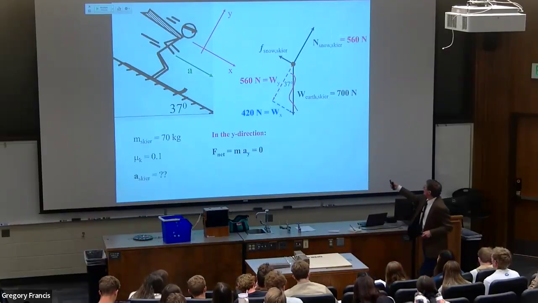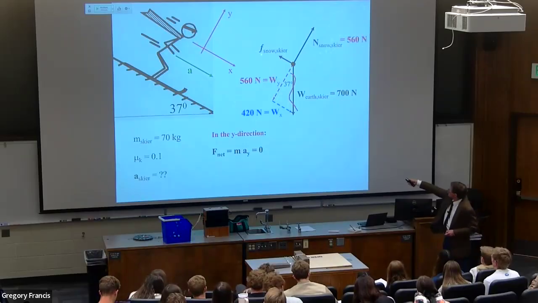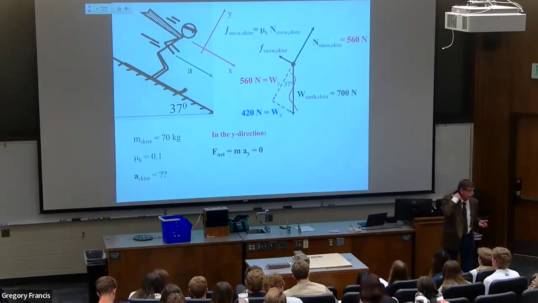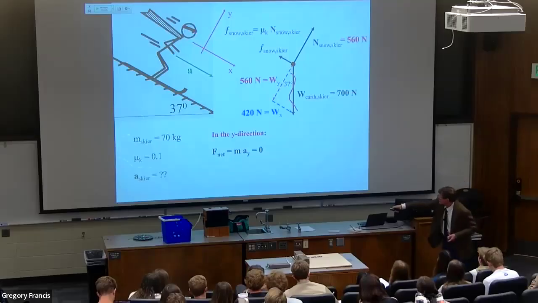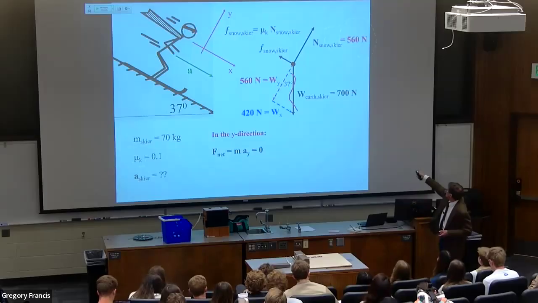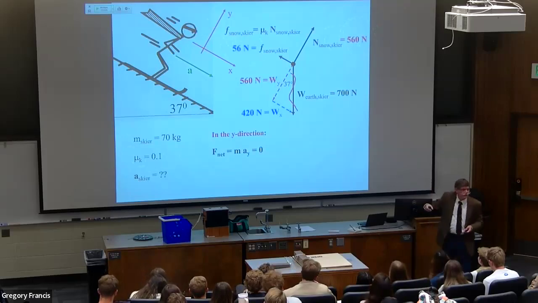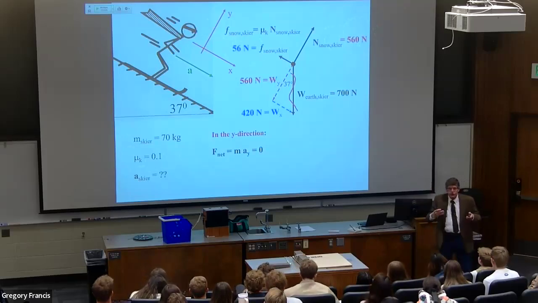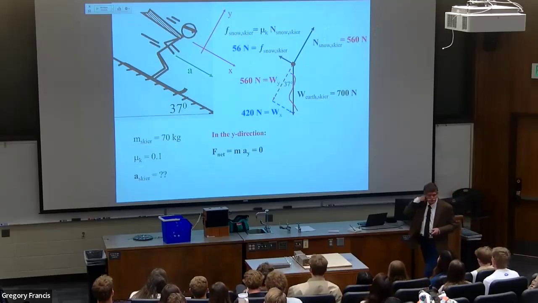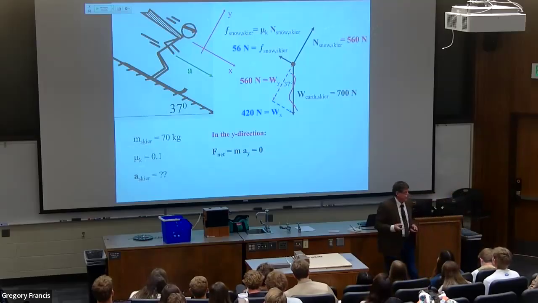Now, once I have that normal force, I can find the friction force because I have that simple equation for kinetic friction. I just take this coefficient and multiply it by this normal force, and I get 0.1 times 560, which is going to be 56, right? You can do that in your head. You're just taking a tenth of 560, moving the decimal place one place, okay?